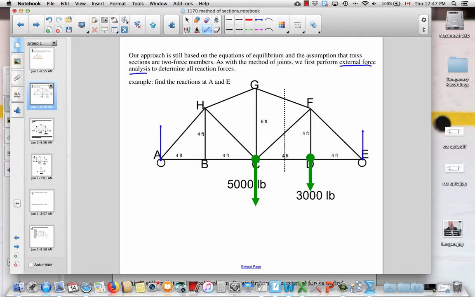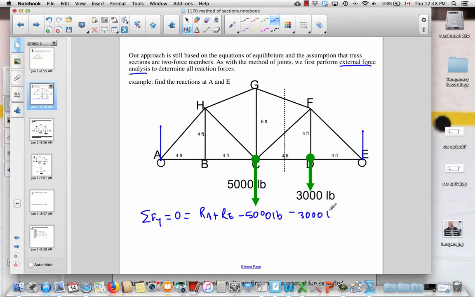So let's write out, well, first of all, our coordinate system. We'll use the standard one with y up, x to the right, and then z coming out at us. And then we'll sum y forces, and this is going to sum to 0 because it's in equilibrium. So we've got reaction A upwards, reaction E upwards, then we've got 5 kilopounds down and 3 kilopounds down, summing to 0. Now you can't solve that equation directly, you need to use another equation.